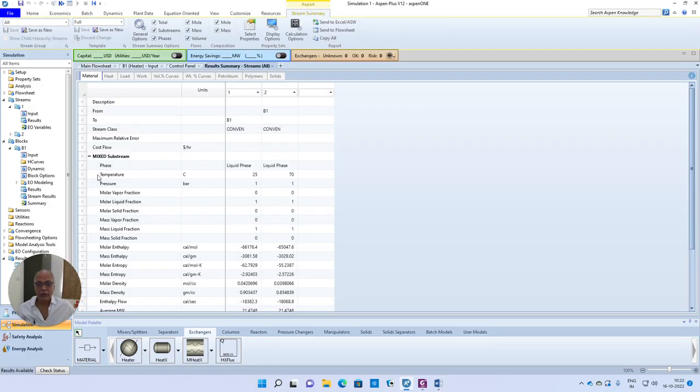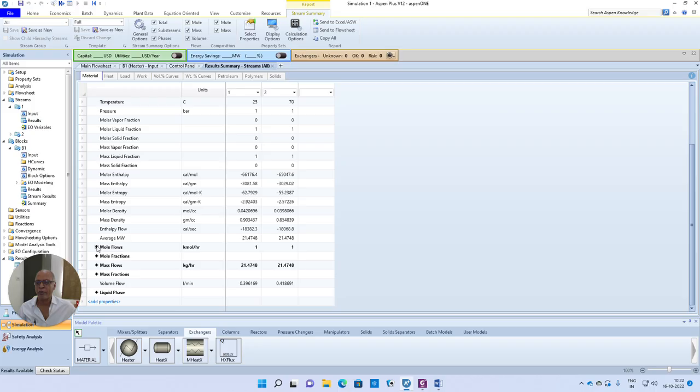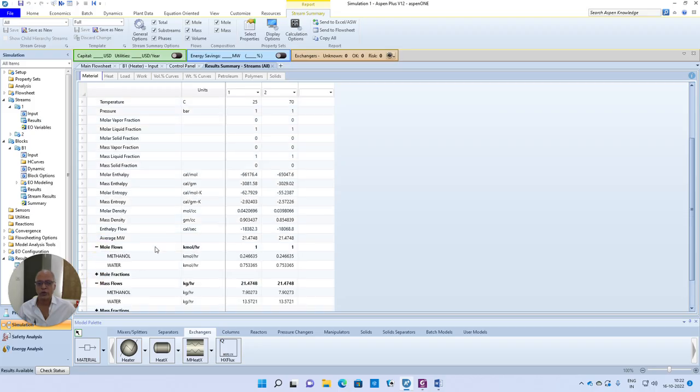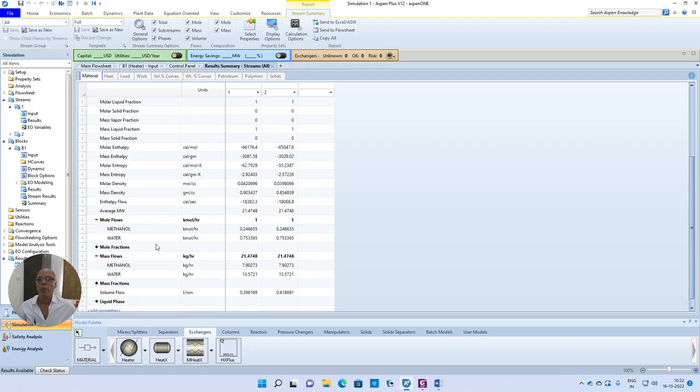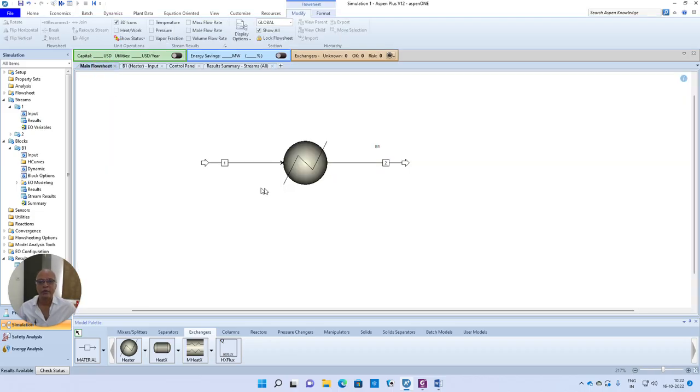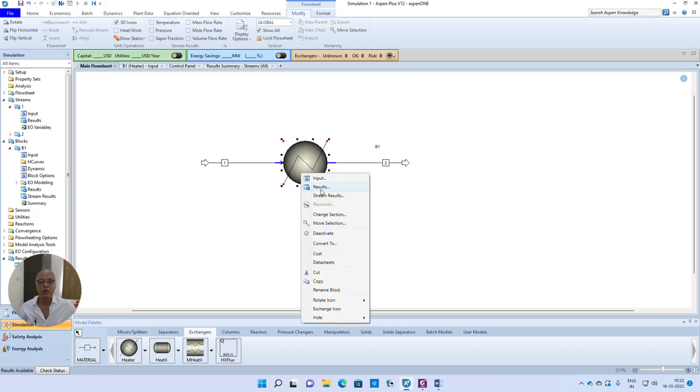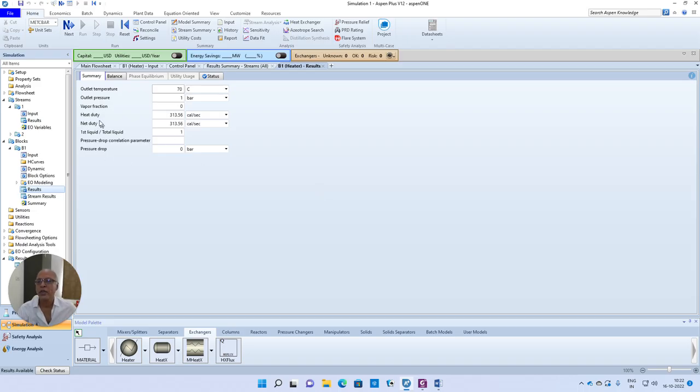So the inlet stream, which is coming at 25, is being heated to 70. Now you can see the molar vapor fraction is 0, liquid fraction is 1, and there is no pressure drop. Obviously, there will not be any change in mole flows or mass flows because there is no chemical reaction happening. But what about the other details? Let us look at the results of this block. Now you can see this is the amount of heat duty. What do you mean by positive value? That much of heat must be supplied to the system according to your thermodynamic notation.